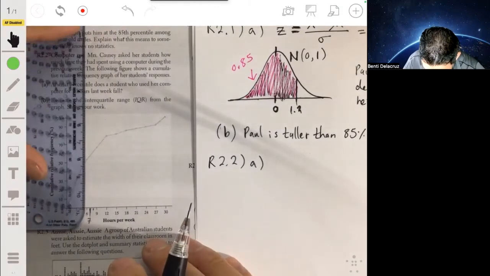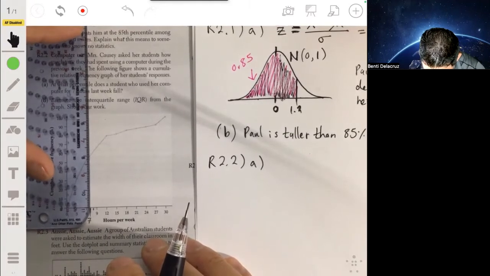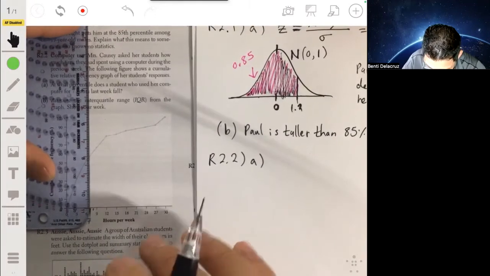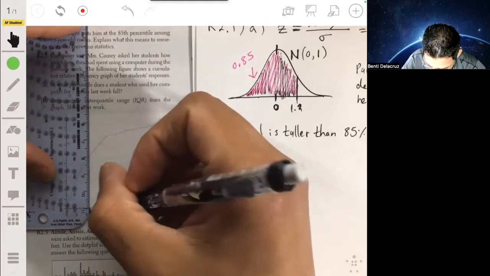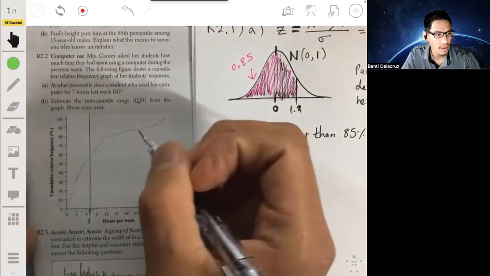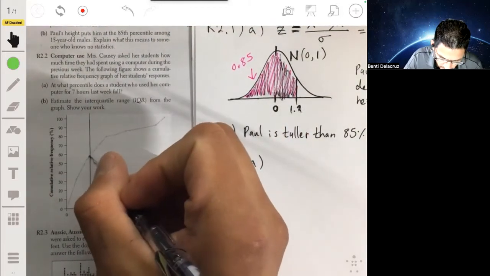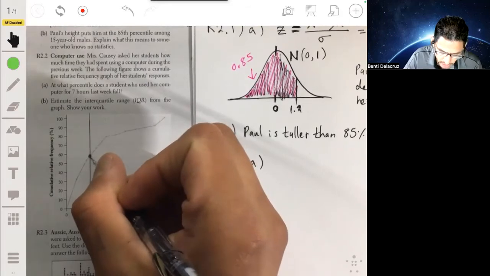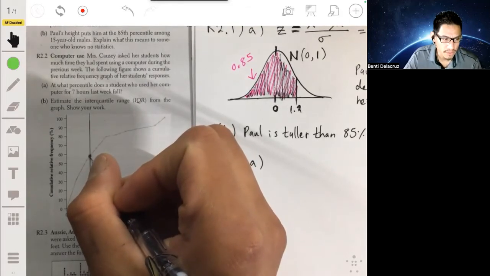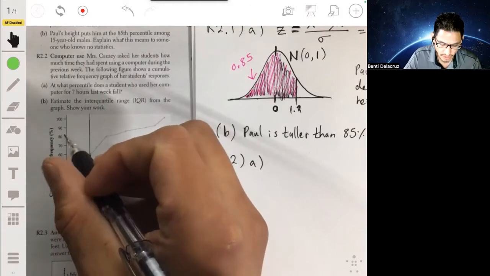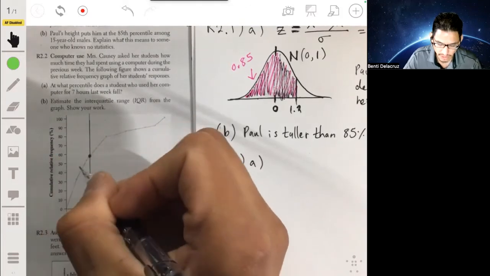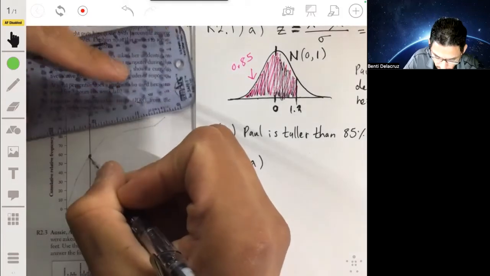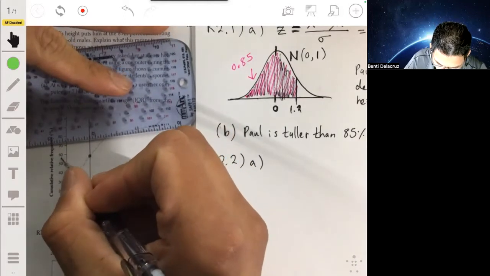This is why I have this. So I'm going to draw a perpendicular line upwards, and essentially find where this point corresponds to the cumulative relative frequency percentage. So I'm going to draw a horizontal line through this point, going through this axis.